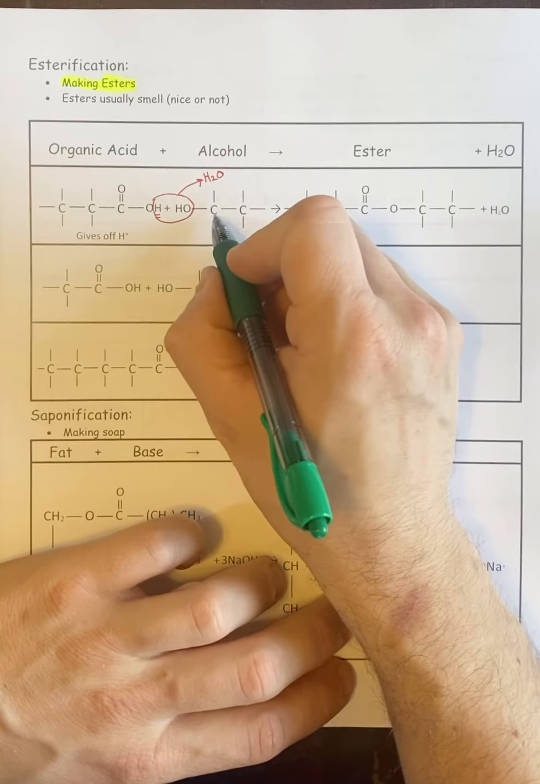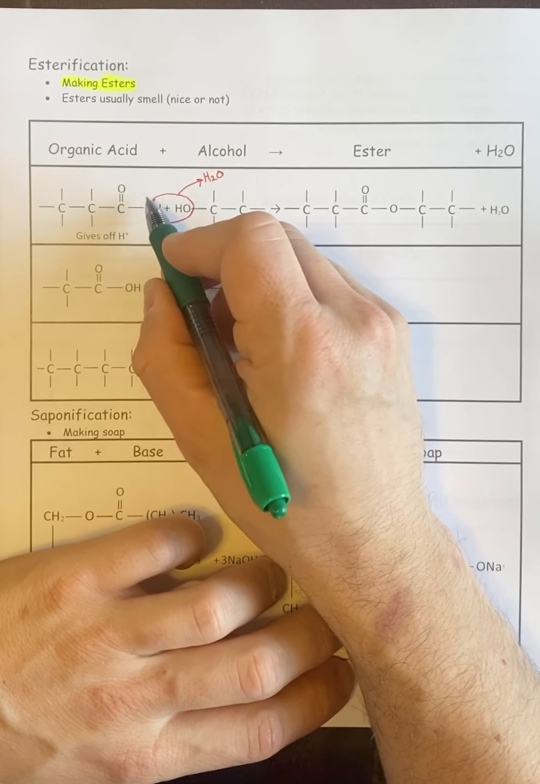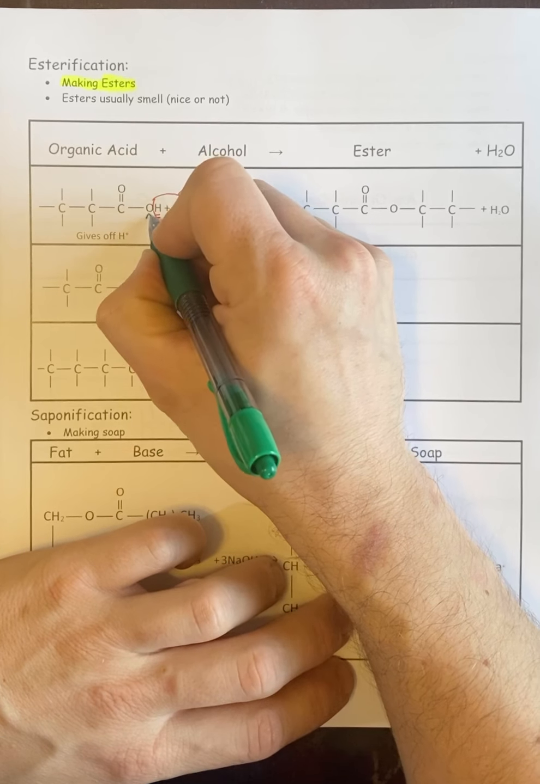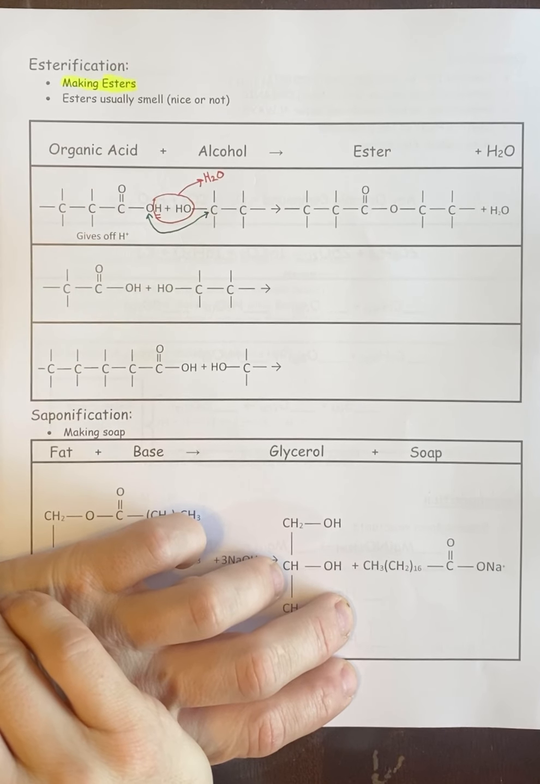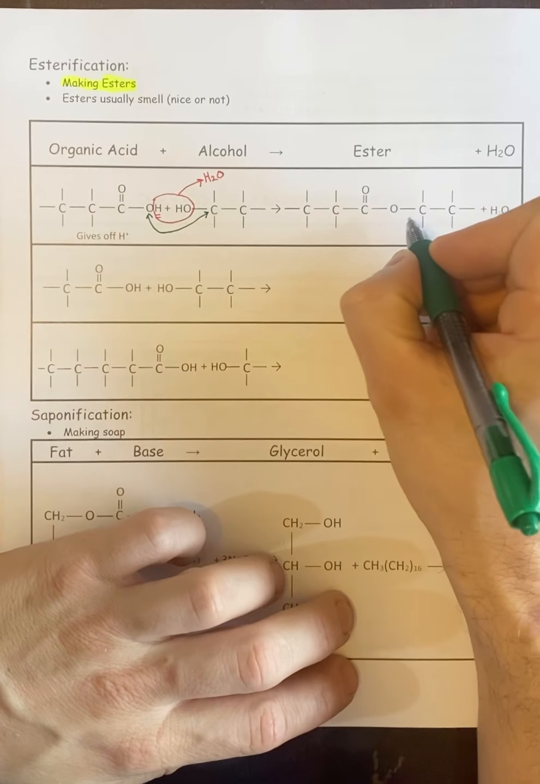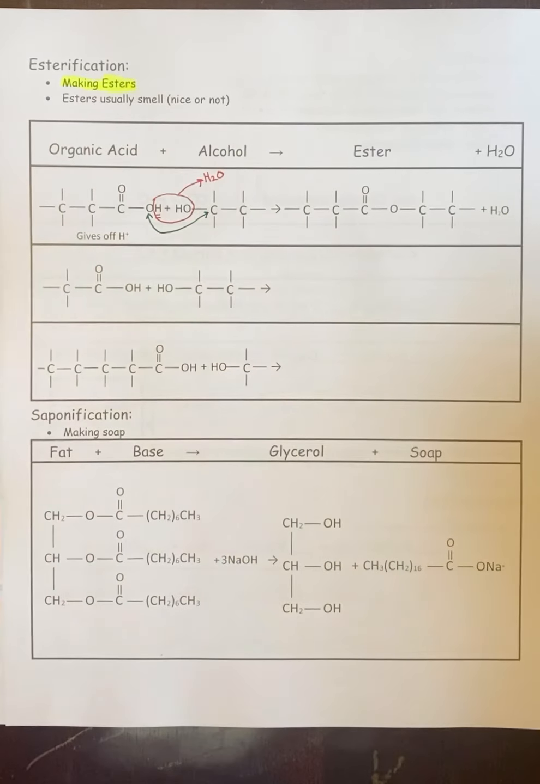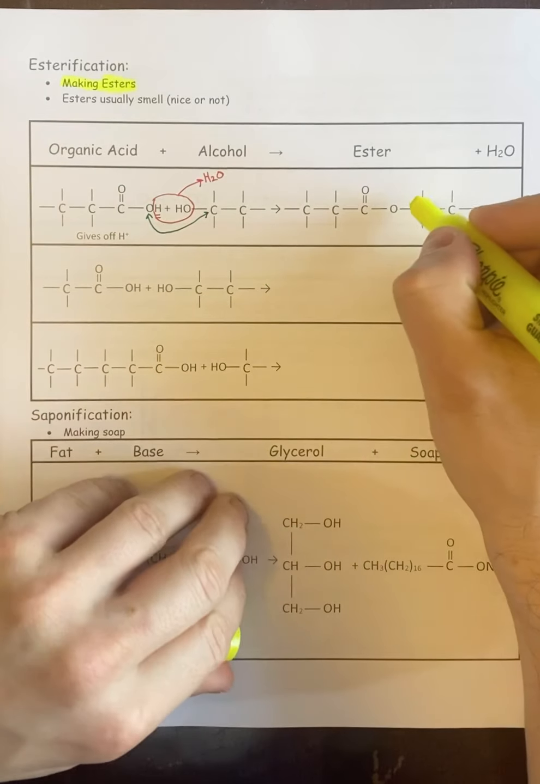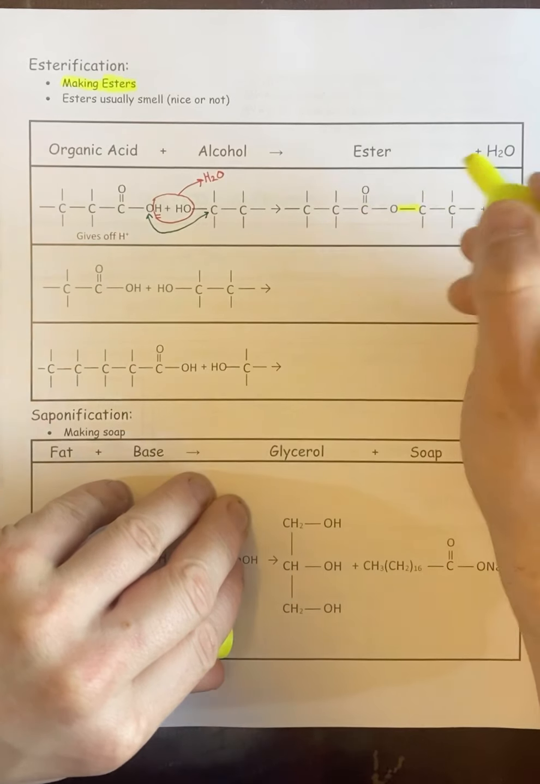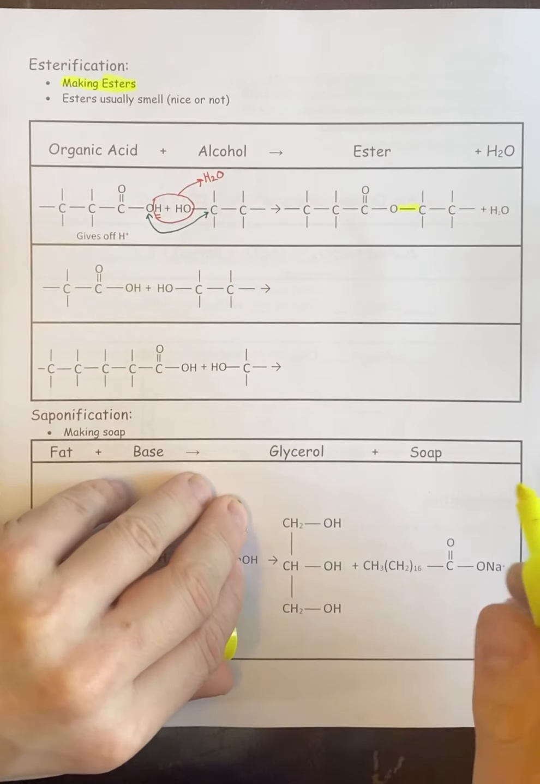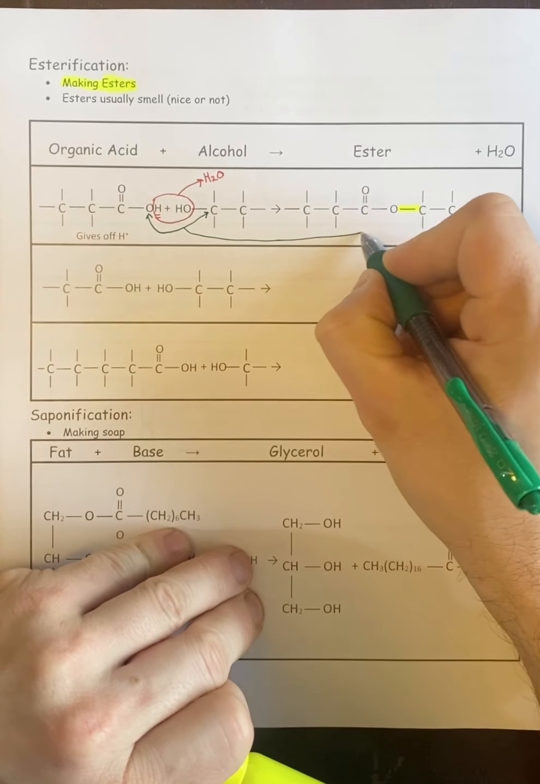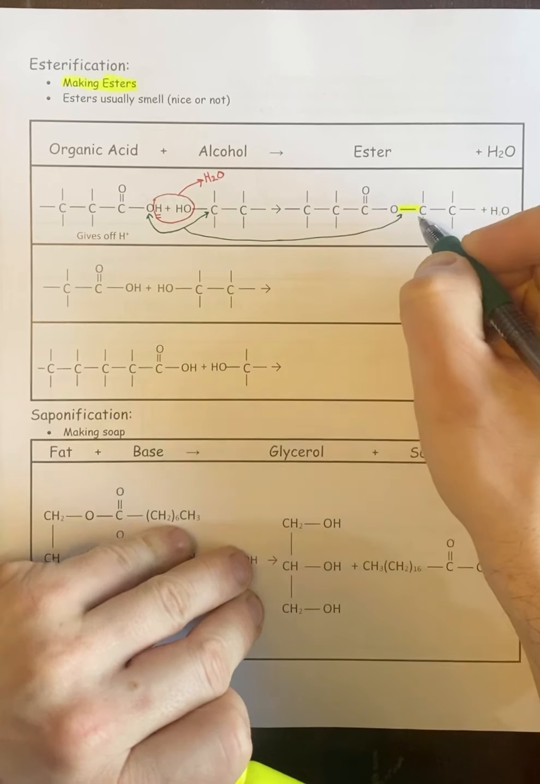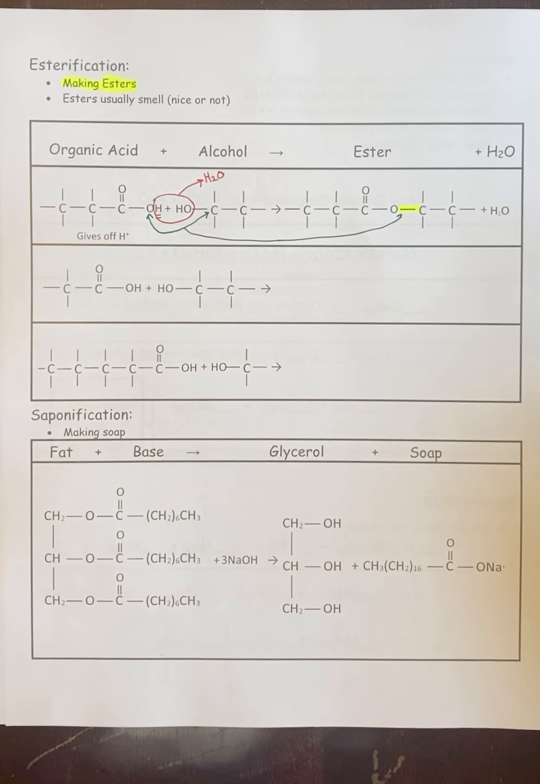Now, that leaves this carbon with not enough bonds, and it leaves this oxygen with not enough bonds. So what happens is the oxygen and the carbon bond together, and that's this bond right here. I'll use yellow because it's a little bit better. So that's this bond right there. All right, and that's how it works.